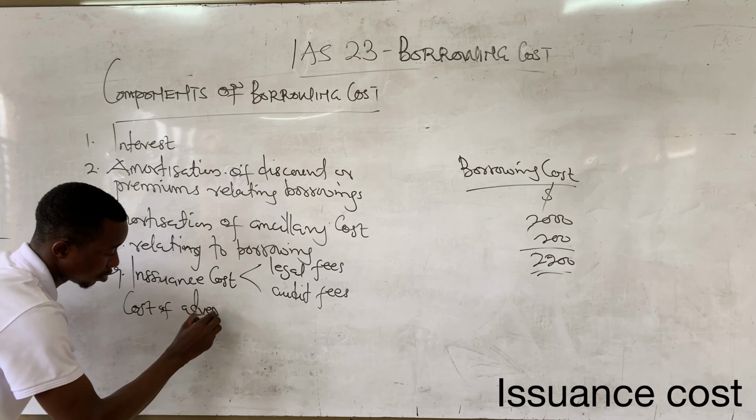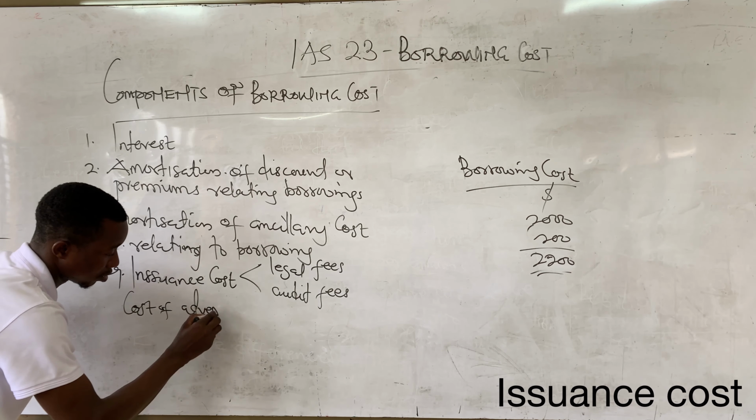But one thing you have to take note of is that if an issuance cost is $2,000 for the entire duration of the loan, or the entire duration of the issuance of the bond, and it is 5 years. If we are to find the borrowing cost per year, we have to amortize this by 5 years.